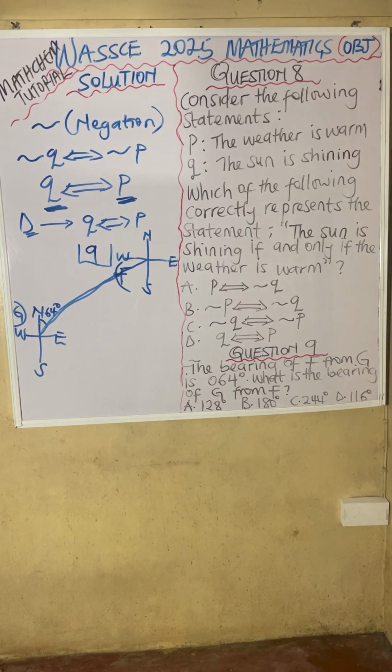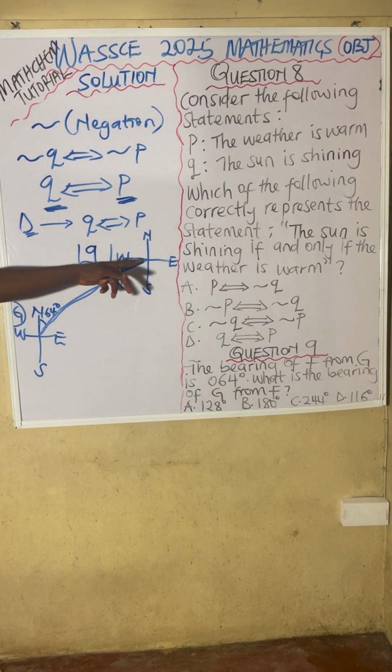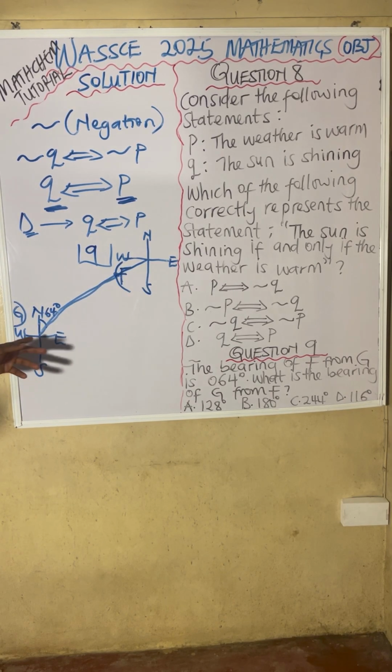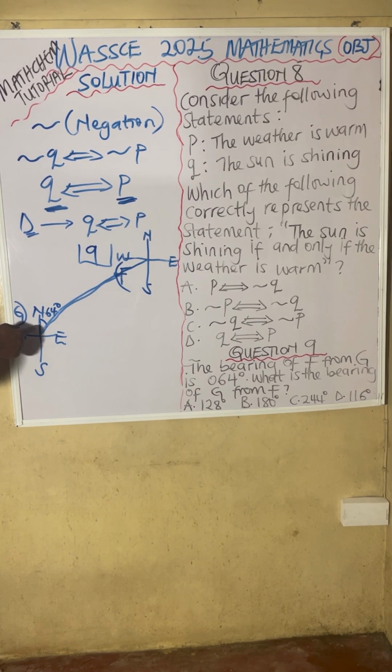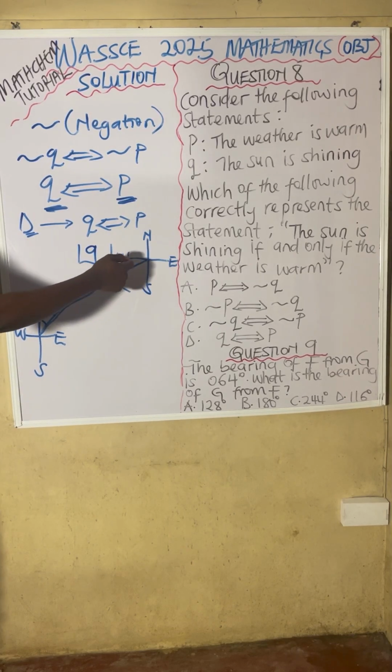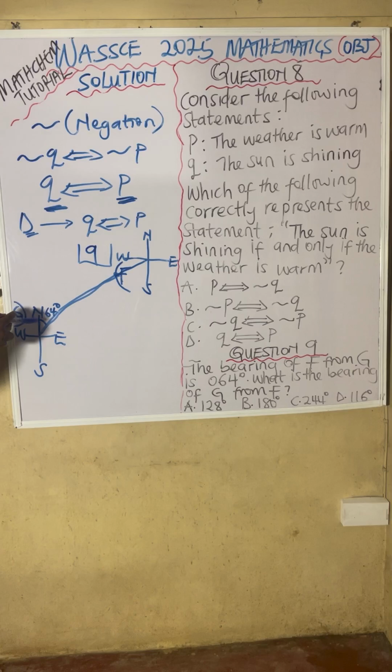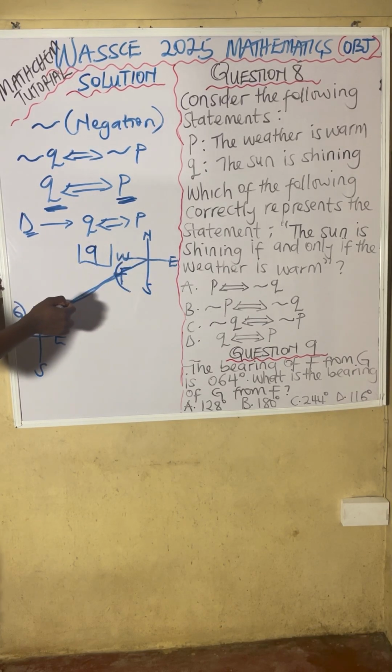So they're now asking me the inverse. This diagram on the board represents the bearing of this guy F from G. So that's the meaning of this diagram. It's correct. Then the question now says, what is the bearing of G from F? That means, what is the bearing of this guy when you are coming from here? So what is the bearing of G now from F?